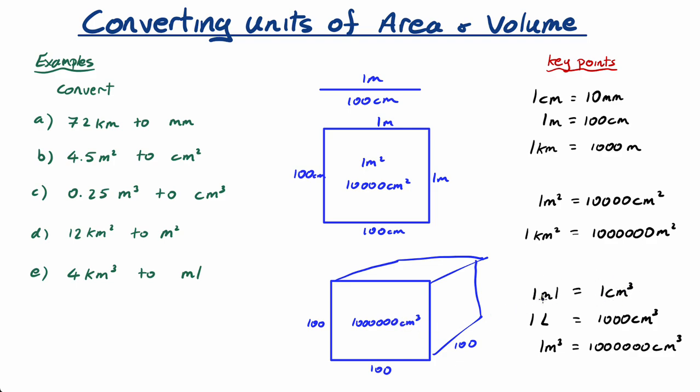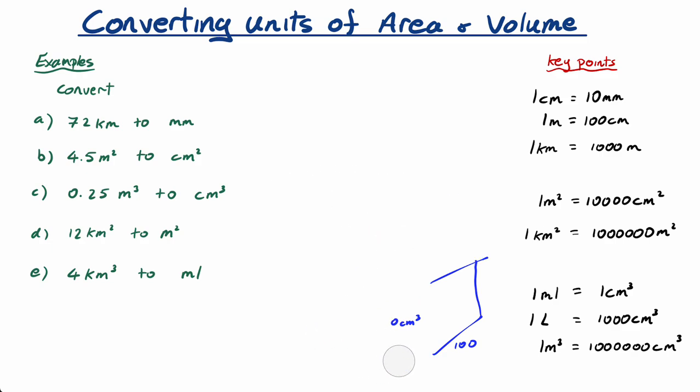And a centimeter cubed is, by the way, a milliliter. So a meter cubed is 1,000,000 milliliters. And by the way, a liter is 1,000 centimeters cubed. Okay, so that's kind of why these things work, guys. And then we just convert whatever they're asking, which we're going to do here.